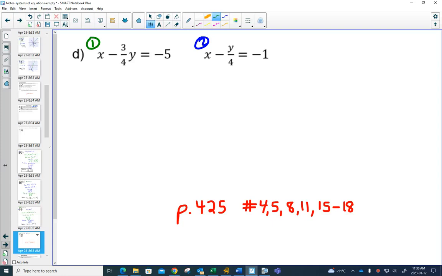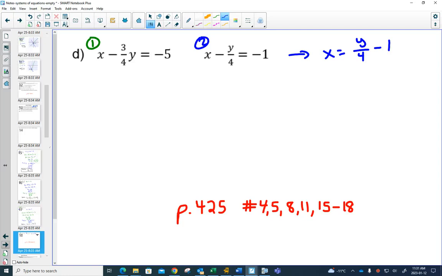Okay, which variable looks easiest to get by itself? X. Good, because the y has fractions. Okay? Does it really matter which equation, 1 or 2? They're probably equally easy to get by itself. So which one do you want to get the x by itself on? The second one? Okay. It really doesn't matter, but it's really easy to get x by itself. I would just have to add y over 4 to both sides. Now x is by itself.